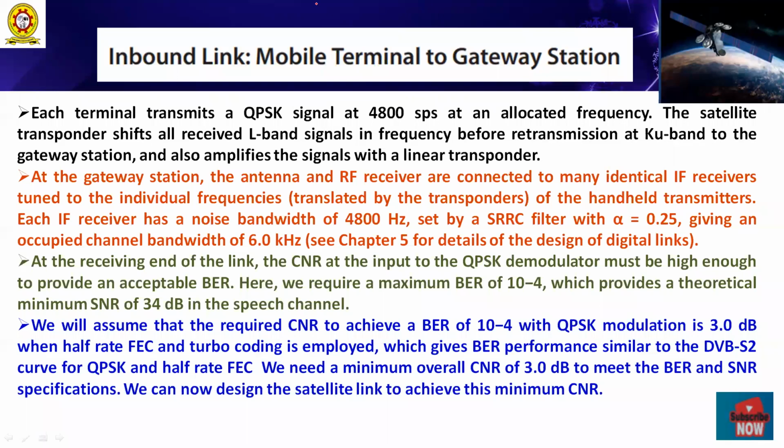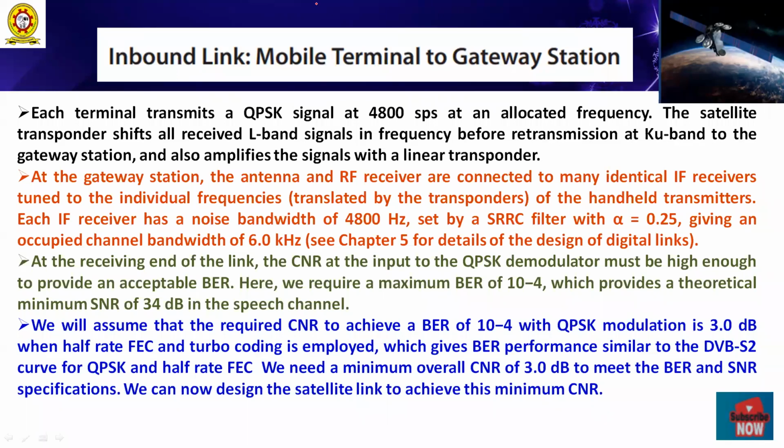So the occupied channel has a bandwidth of 6 kilohertz. That is the numerical we are expecting from this bandwidth. So all these signals are gathered at the receiving end. At that point, we have to calculate the channel to noise ratio.